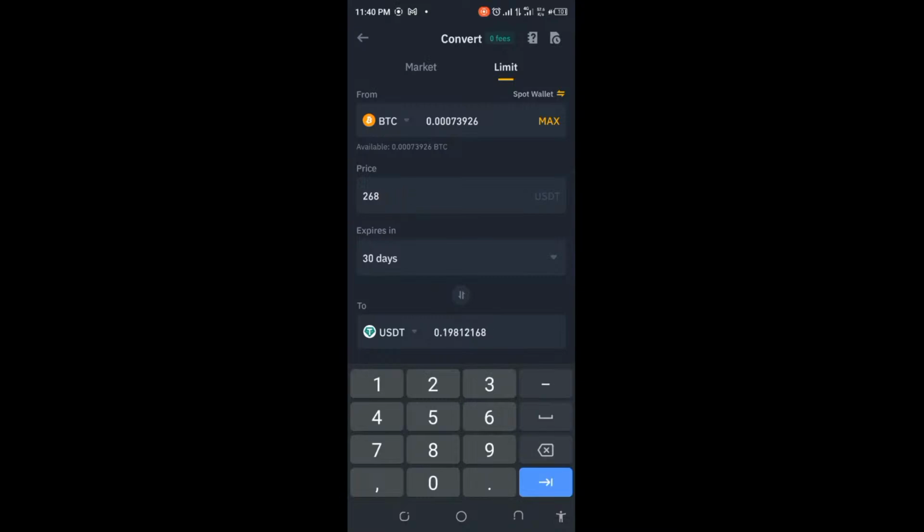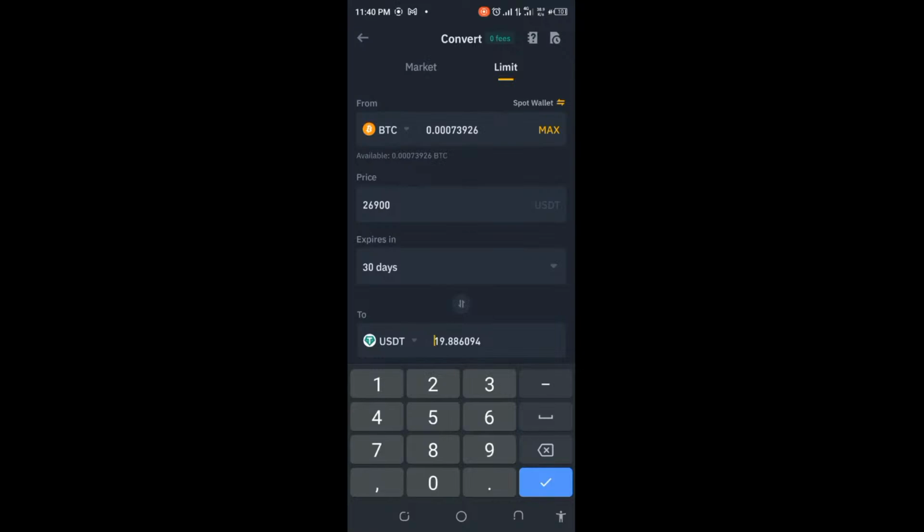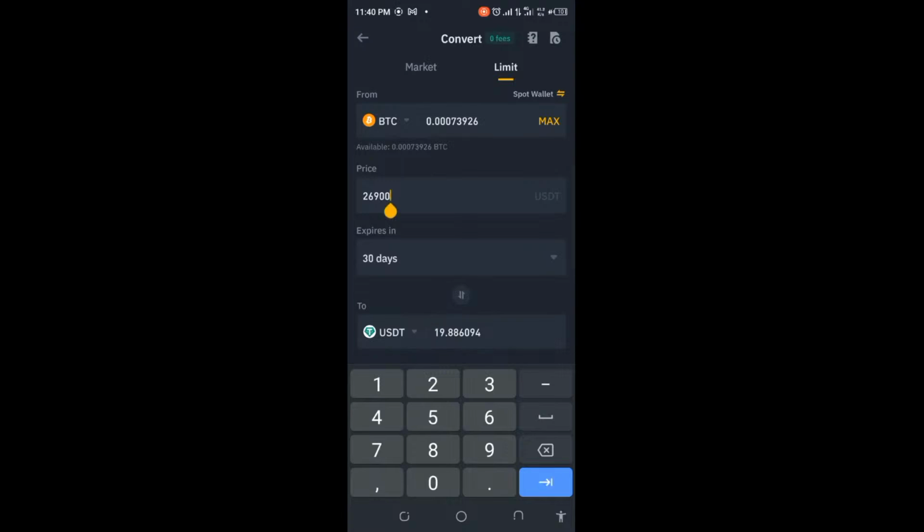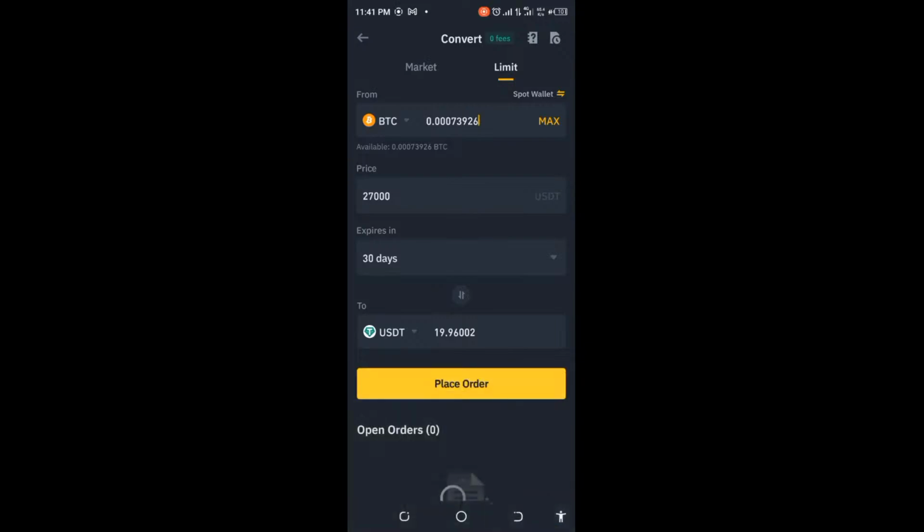See if I make it 26,900. What will I get? Okay, that's 20. It's looking so small. Okay, maybe we should make this 27,000. Let's see. Okay, if I choose this, this is going to be extra 10 cents. I'm going to work with that.